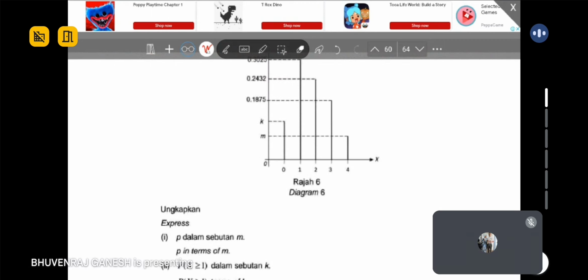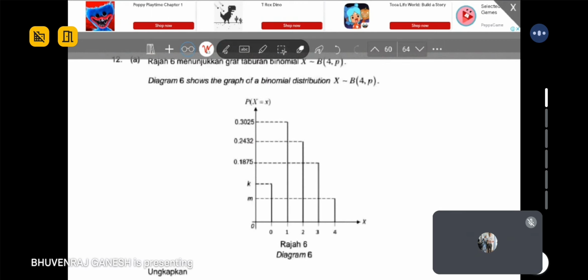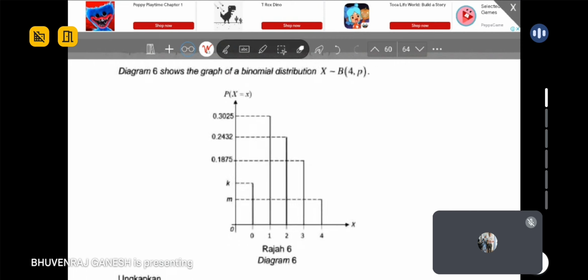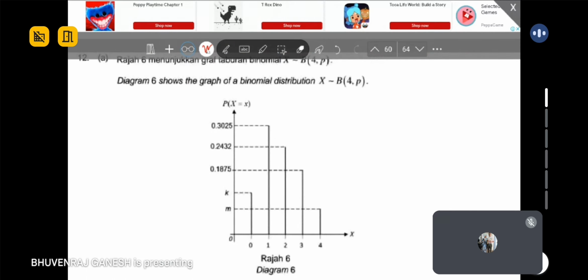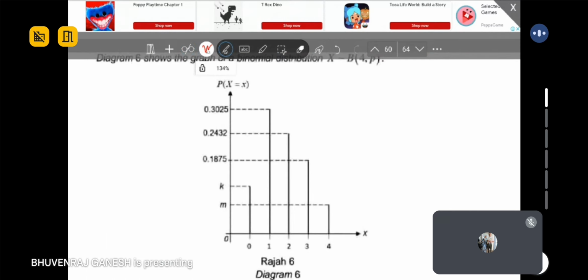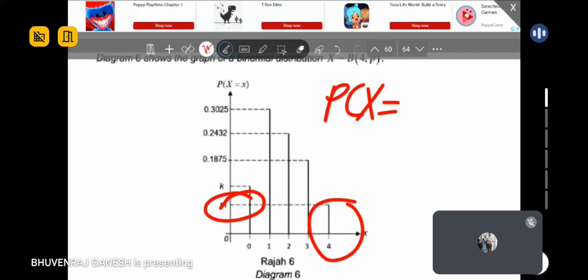Okay, so now question 12. They ask you to express P in term of M. Okay, so how to do this? This one is binomial. So P in term of M, so kamu kena pilih lah satu informasi. Of course kamu akan pilih dengan yang M. Okay, so X equal to 4. So P(X equal to 4) equal to M.